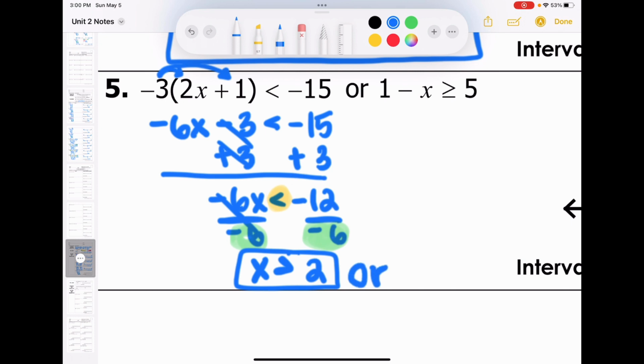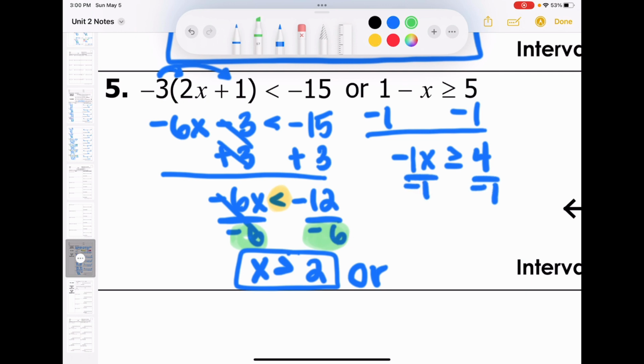All right, for the second one, I have 1 minus x is greater than or equal to 5. So I need to get that minus x by itself. So to move that 1, I'm going to subtract it from both sides. All right, then that negative sign sitting next to x represents a negative 1. So I need to move that to the other side as well. So I'm going to divide both sides by a negative 1. We are dividing by a negative number, so my inequality sign is going to flip. So x is less than or equal to negative 4.